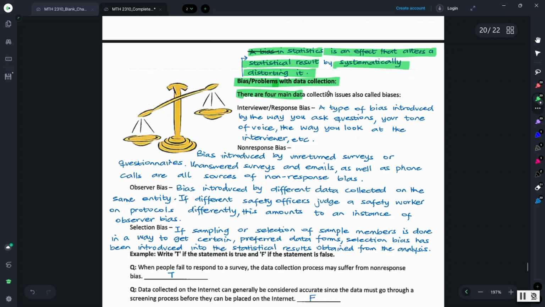So, there are four main data collection issues that are also called biases. You have interview or response bias, non-response bias, observer bias, and selection bias. Let's take one after the other.